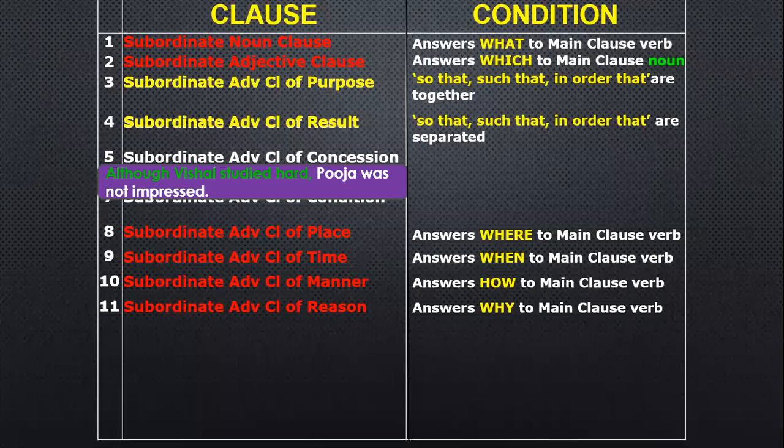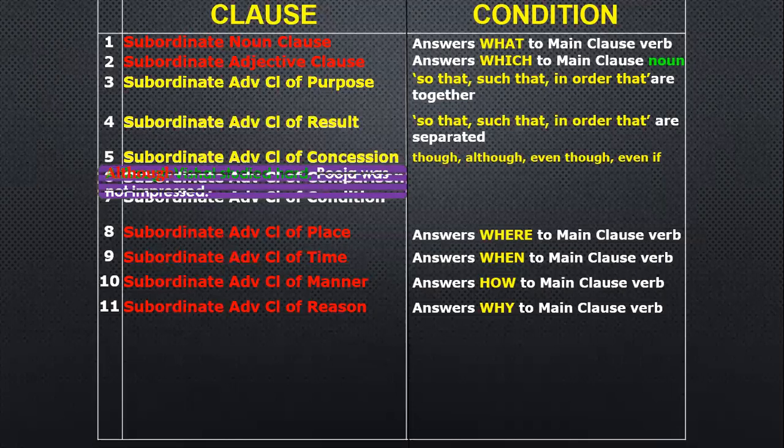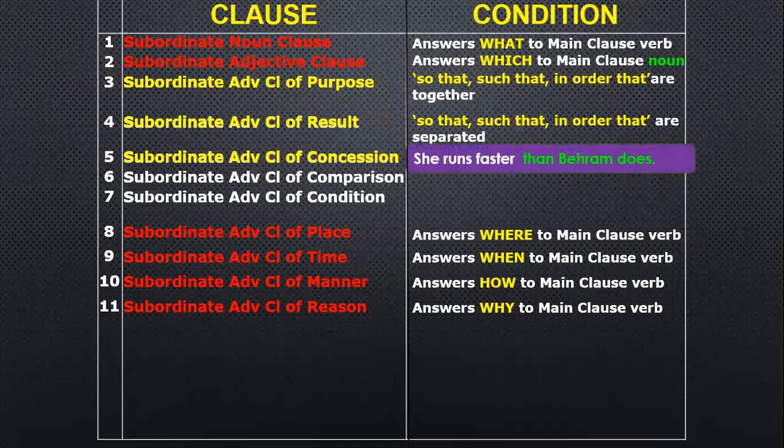So here we go with the next. Although Vishal studied hard, Pooja was not impressed. He had to work really hard, isn't it? Here we know although is the conjunction. Now, we don't need to ask the question here. Why? Because although is a part of the though family, which is a part of contrast or concession. So in this case, without asking the question, we can simply answer as subordinate adverb clause of concession. Moving on with the next one.